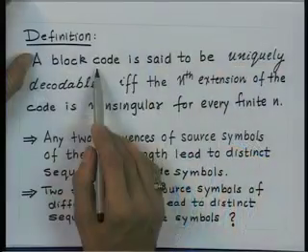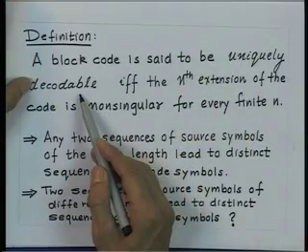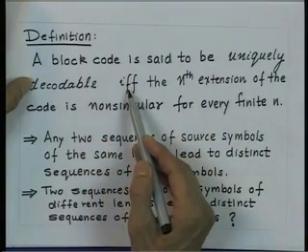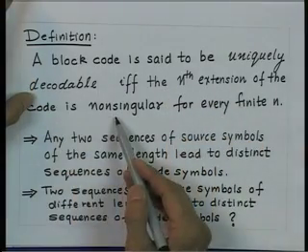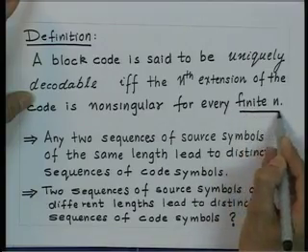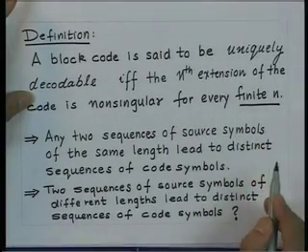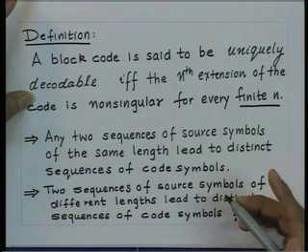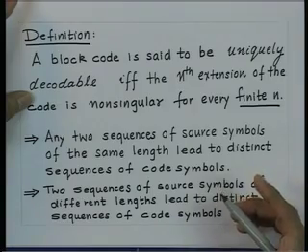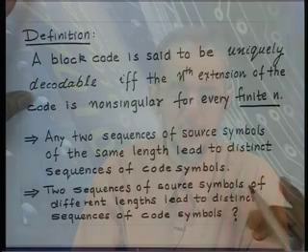So a block code is said to be uniquely decodable if and only if the nth extension of the code is non-singular for every finite n. In the previous example we saw that when we take the second extension of the block code, there are two code words which are the same for two symbols from the second extension of the source. So if this condition is not satisfied, then that non-singular block code cannot be uniquely decodable.